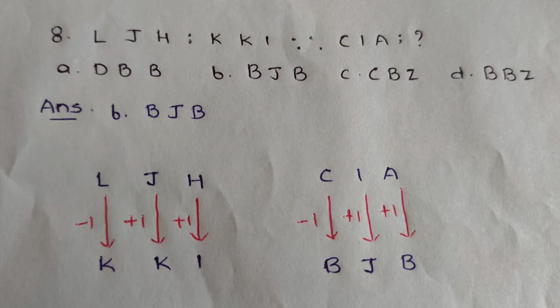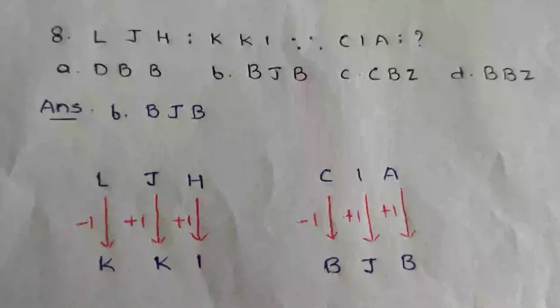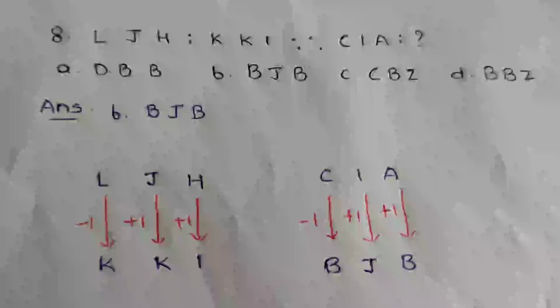So the number of H is 8 and the number of I is 9. So here clearly it is saying that for H you have added 1, and after adding 1 to H you have obtained the letter I. So here from the first set they have subtracted 1, from the second set they have added 1, and for the third set they have added 1.